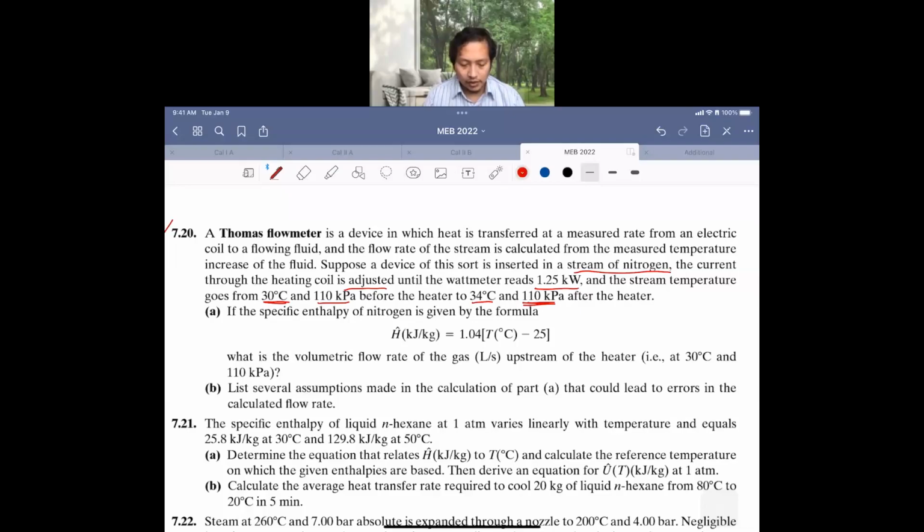And if the enthalpy we can read as in these equations, what is the volumetric flow rate upstream of the heater, so at 30 degrees Celsius? And list assumptions that you can make that might imply an error for the calculations. So you need to give reasons or some assumptions that might imply an error.